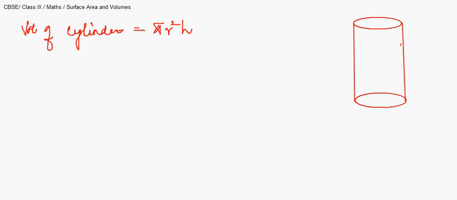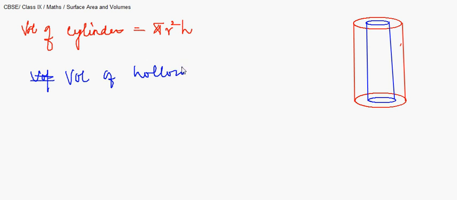Now if it is a hollow cylinder, let me draw one with another color so that we can make it out. This is, suppose, a hollow cylinder. Sorry, we have to draw the height. This is the hollow cylinder, then the volume of the material used will be the volume of the hollow cylinder, given by this external volume minus this internal volume.